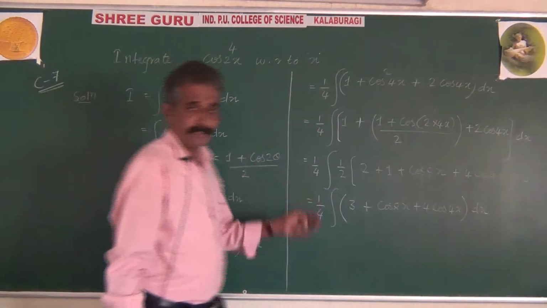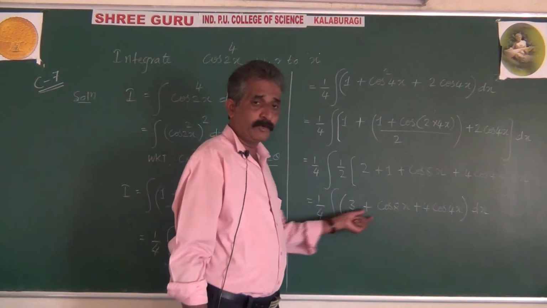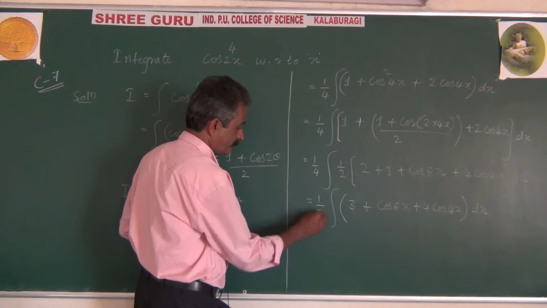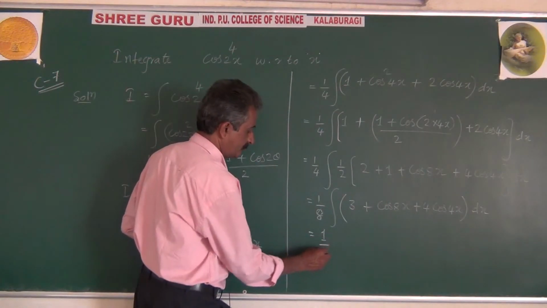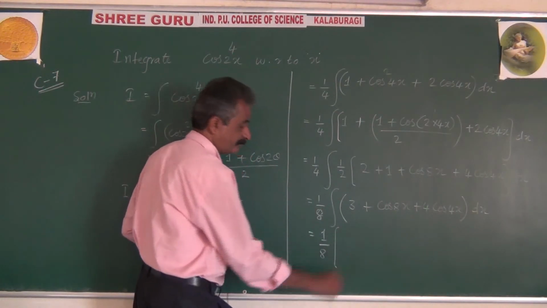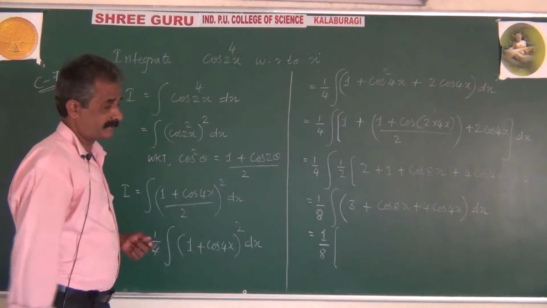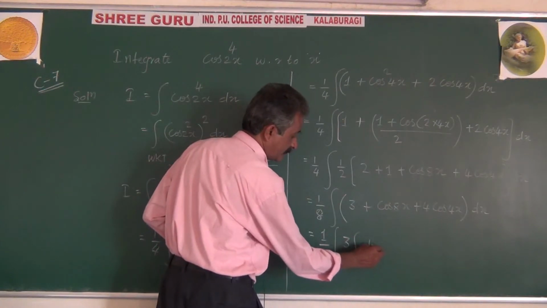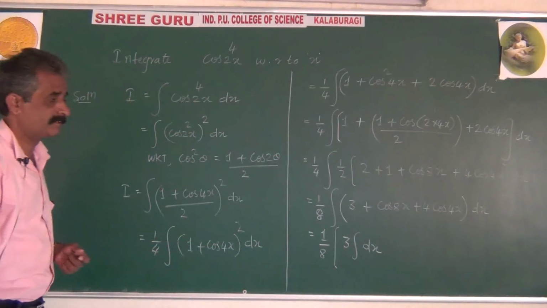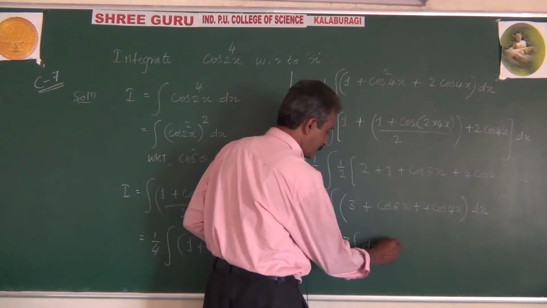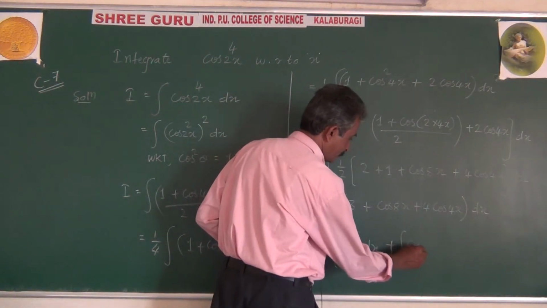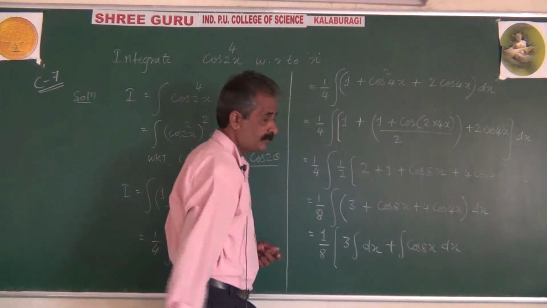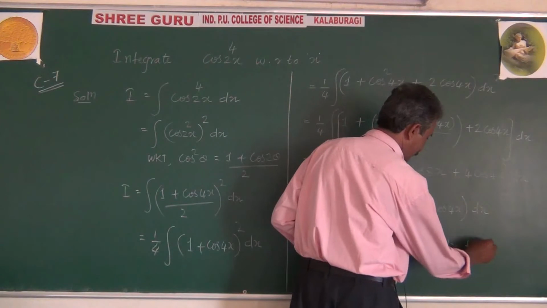Now we can break the integration because we are able to apply integration formulas. Cos 2 into 4 is 8, so 1 by 8 bracket. We split the integration. First one, 3 into integration of dx, meaning 1 dx, plus integration of cos 8x, plus 4 into integration of cos 4x.